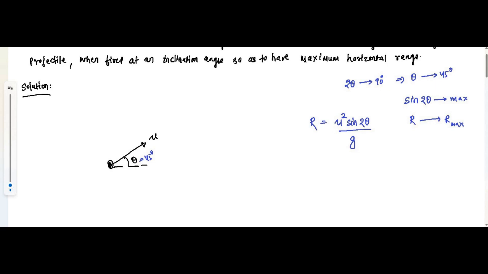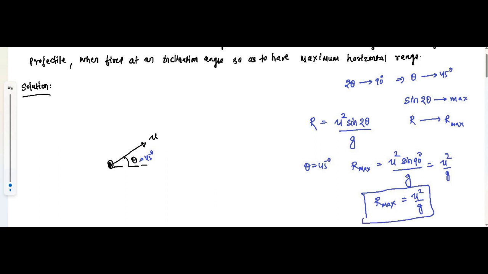Now, the range is equal to u square sine 2 theta by g. So when theta is equal to 45 degree, R max becomes u square sine 90 degree by g, which is equal to u square by g. This is the maximum horizontal range of a projectile, and it is achievable only when theta is equal to 45 degree, the firing angle with respect to the horizontal.